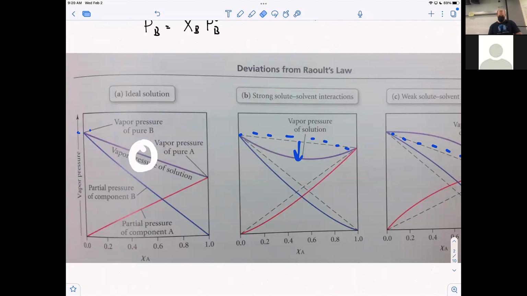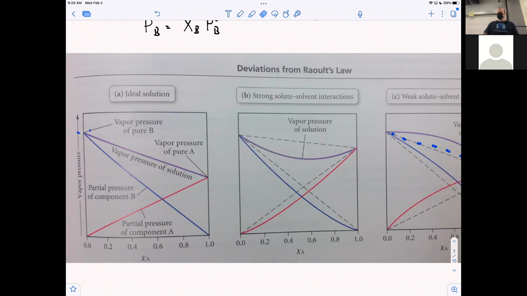And then here at like 50%, it's going to be half of B and half of A. And then you have just the different increments there. So let's say there's a really strong interaction between the solvent and the solute. And these dashed lines show, so this dashed line here shows where it should be, and the vapor pressure of the solution actually goes down.